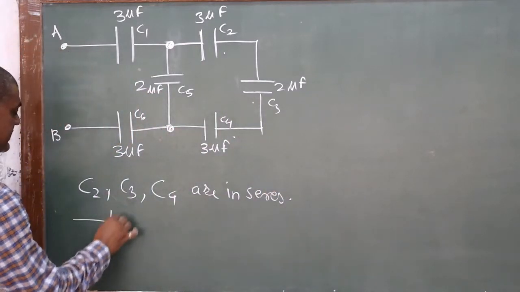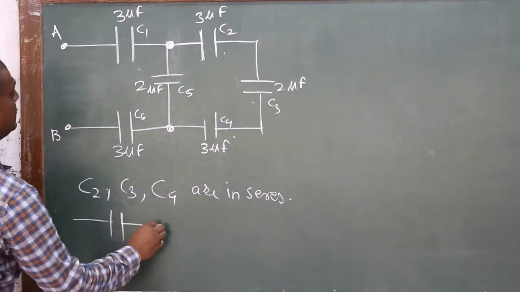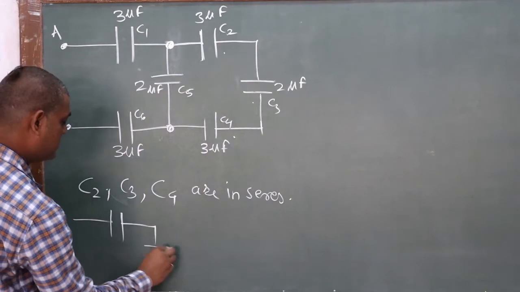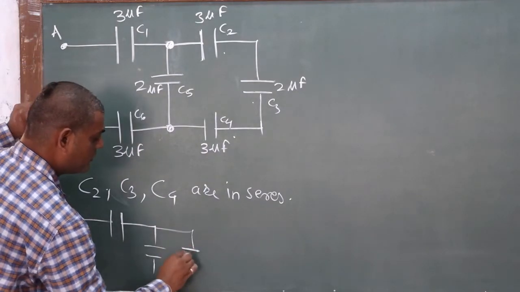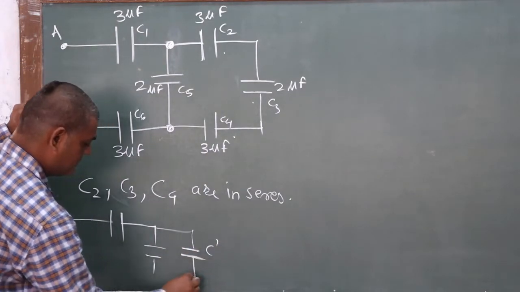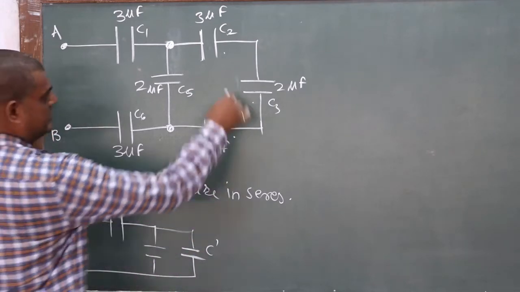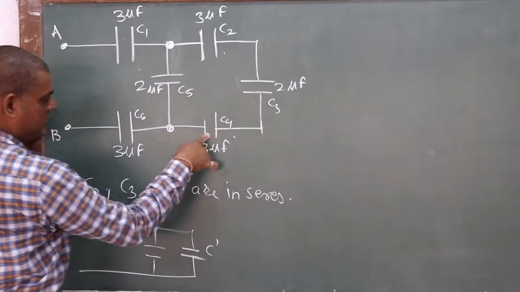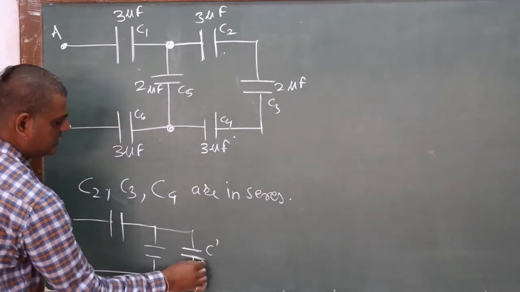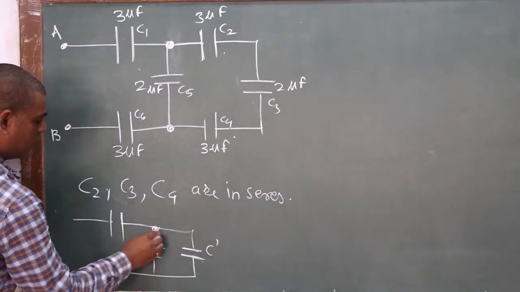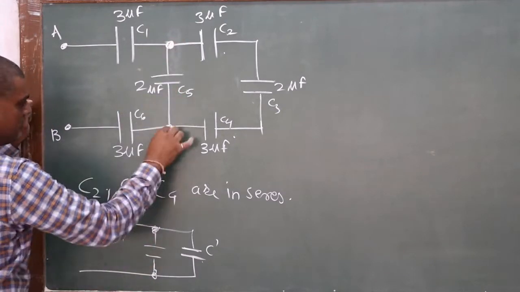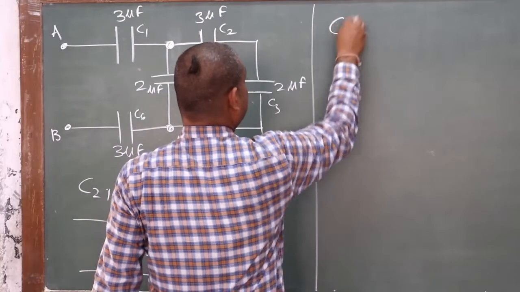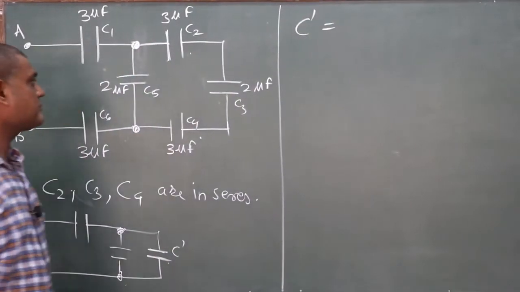So the diagram will be like this. 3 microfarad capacitor, 1, 2, 3. After solving this you will get C dash, right? C dash is the equivalent of this C2, C3 and C4, right? So these are the points. So what is C dash? C dash is equal to what?